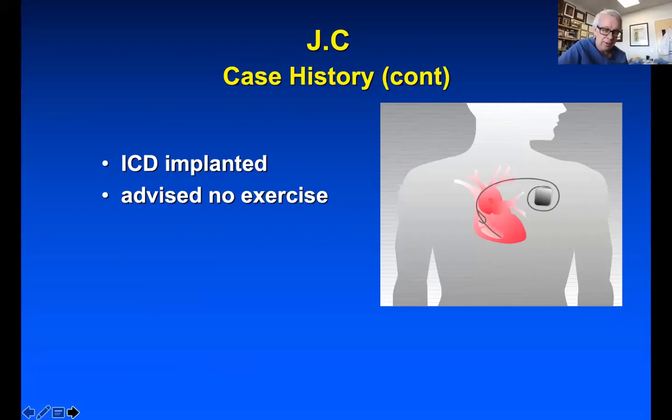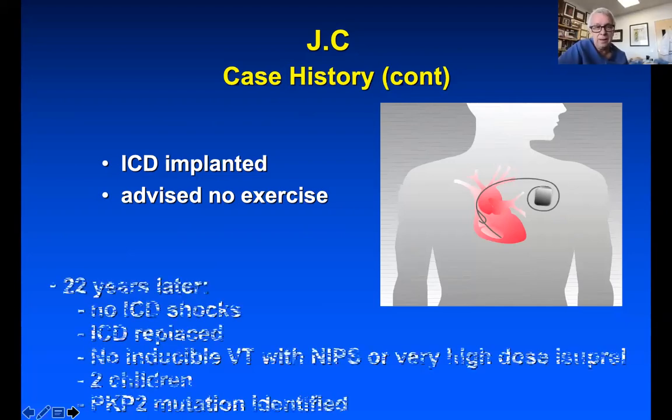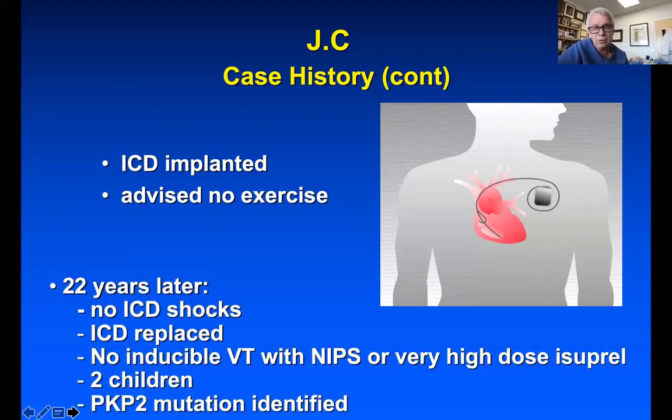I talked to Frank Marcus, who really is the pioneer in ARVD, and he told me to tell these people not to exercise. So I told him not to exercise. And now, 22 years later, he's doing great. He's never had a defibrillator shock. His defibrillator's been replaced multiple times. He remains non-inducible. He has a couple of kids.